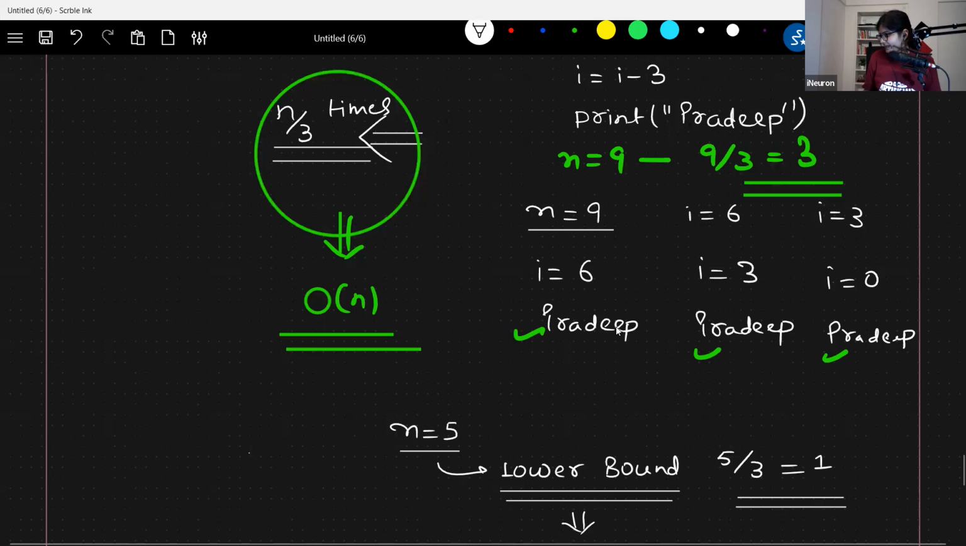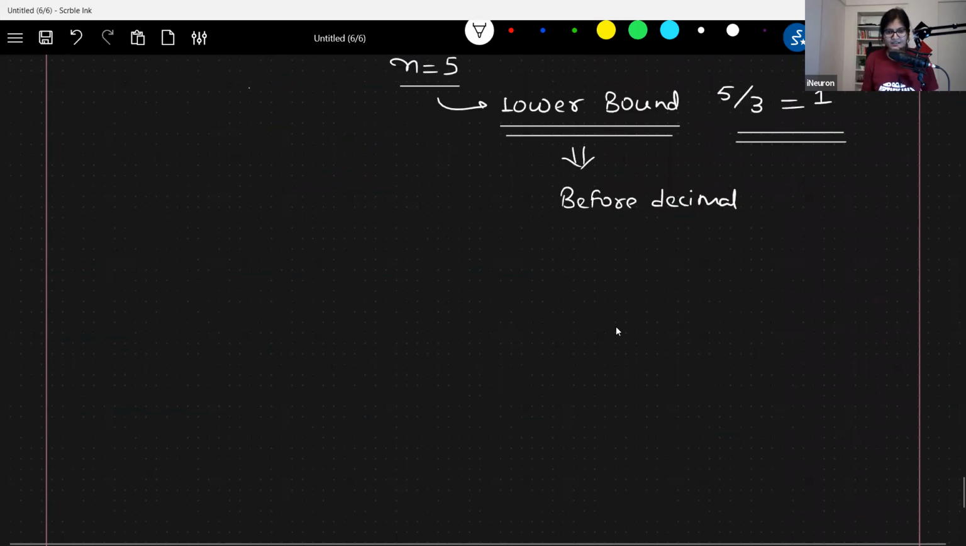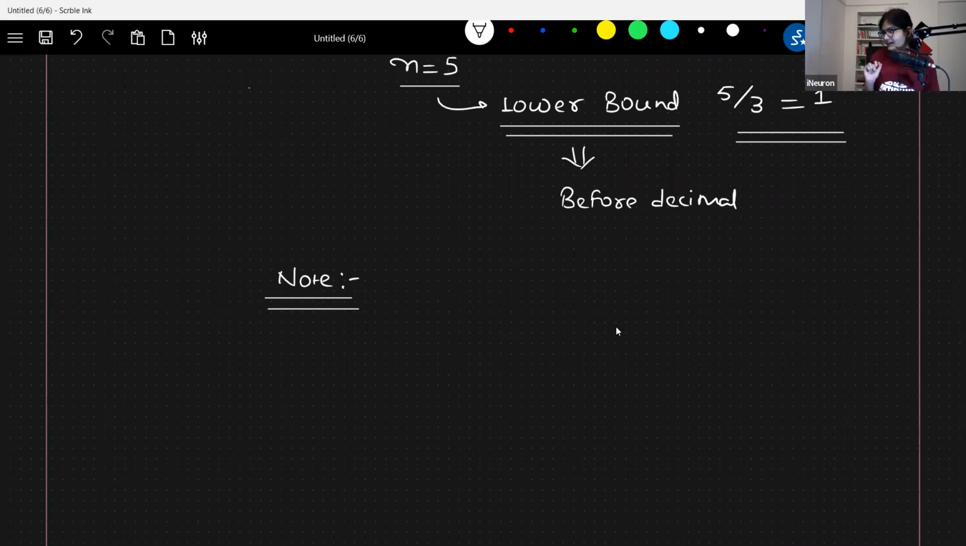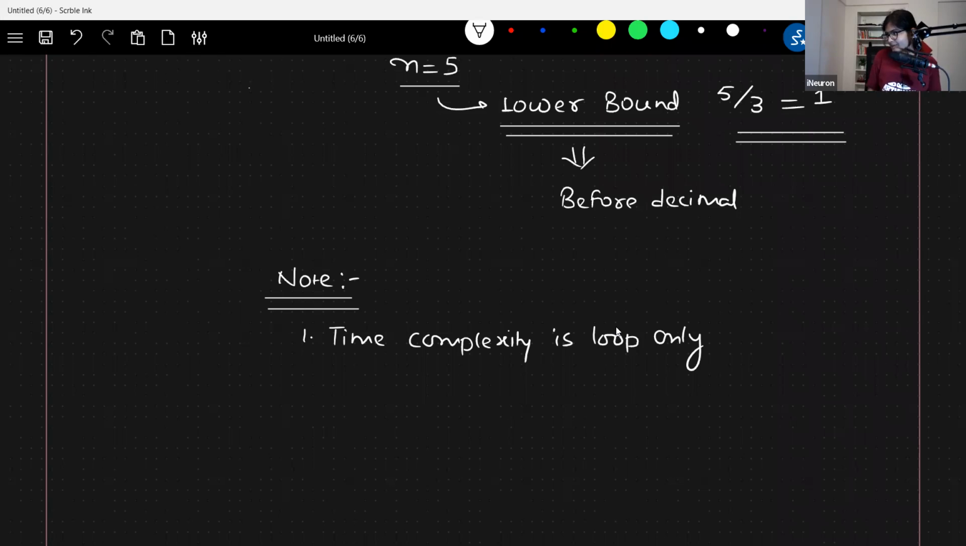Okay, fine. Now, as a nutshell, one note. By seeing several examples, one thing that we have understood. What is that thing we have understood here? The very first important thing is that whenever someone is talking about time complexity, it is loop only, nothing beyond that. Can I say? Time complexity is loop only.